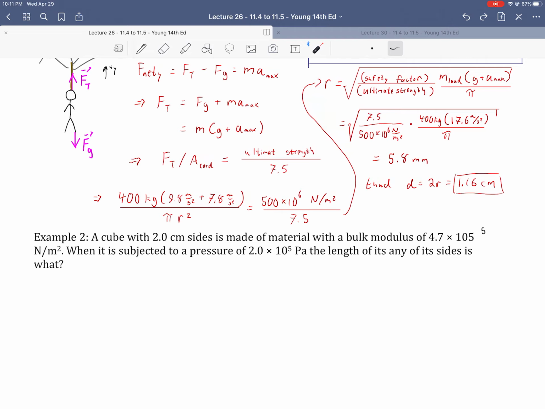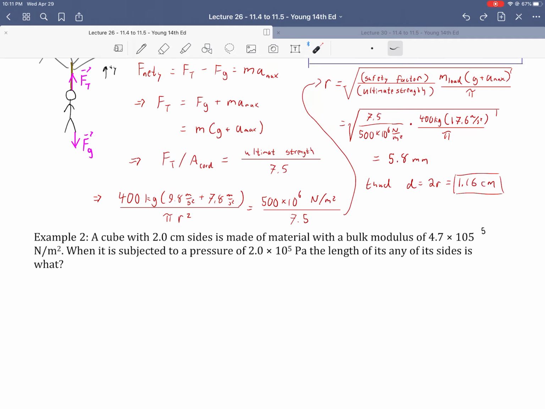When it is subjected to a pressure of 2 times 10 to the 5th pascals, the length of any of its sides is what? Okay, so before it was 2 centimeters to the side, but once it gets compressed, it should of course be smaller. The volume should be smaller, and then we should be able to find the new side length by relating the side length to a volume for a cube, right? Which is a pretty straightforward relationship.